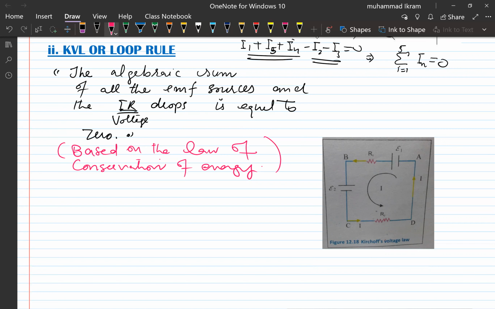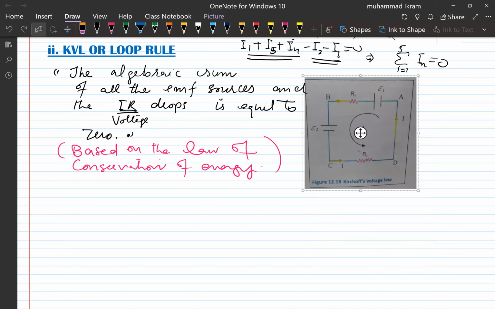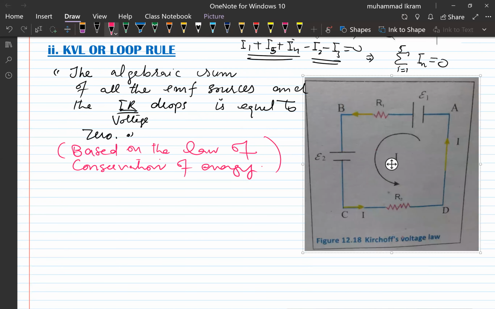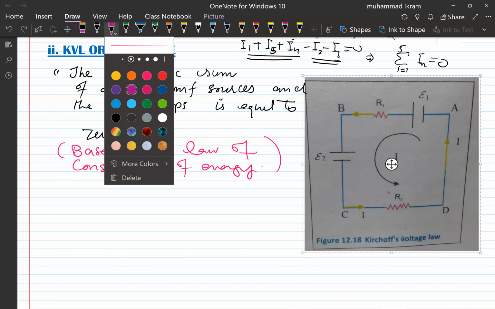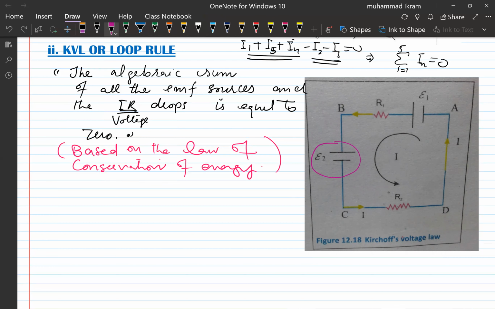For example, look at this circuit here. In this circuit there are the EMF sources, E1 and E2, so definitely these are the EMF sources, input 1 and input 2. And where is the energy dissipated? In the load resistances R1 and R2. Across these there will be IR drops, for example IR1 and IR2, which is the potential drop across them.